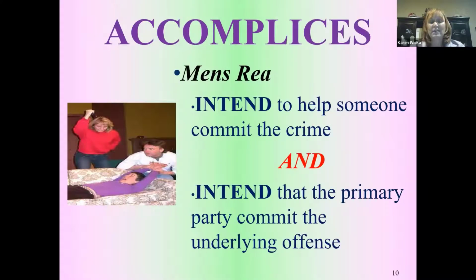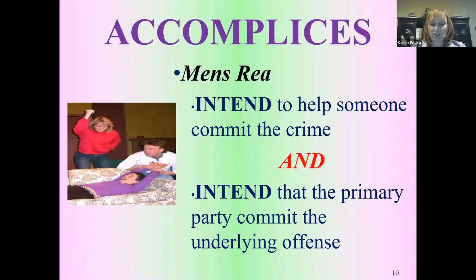Now, we talked about actus reus. So to prove actus reus, the only thing you have to show for the criminal act is a positive act. But where it gets tricky is the mens rea. So for the crime of accomplice, there are actually 2 levels of mens rea that will have to be proven. So the prosecutor first is going to have to show intent to help someone commit the crime. So that means they intended and wanted to help them.